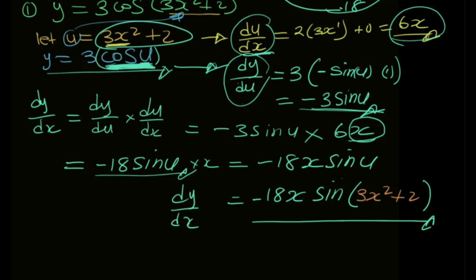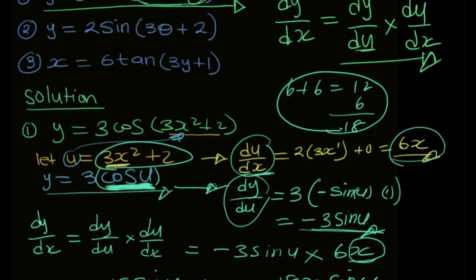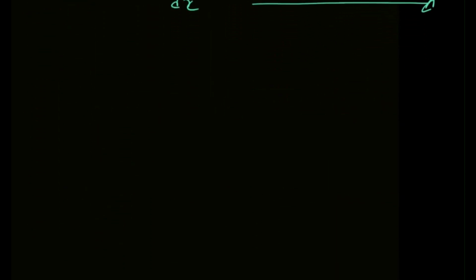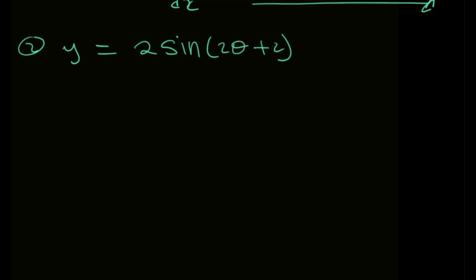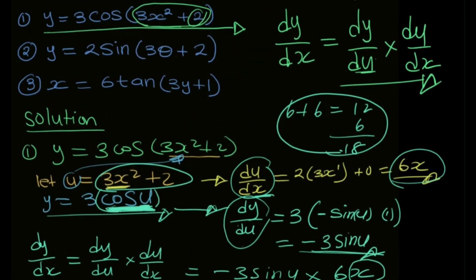Cool. Let's do the second one. y is equal to 2 sine, okay, second one. y is equal to 2 sine of 3 theta plus 2. Well, not 2, but 3 theta plus 2.